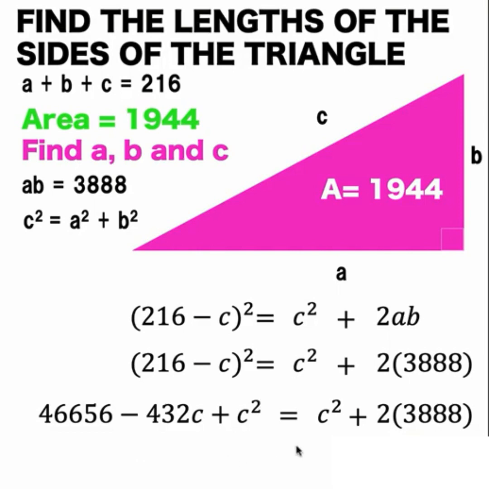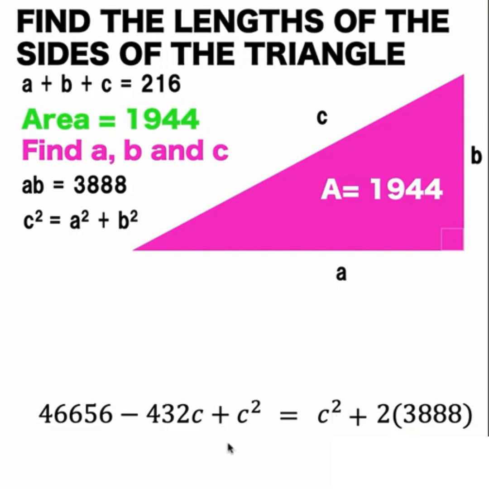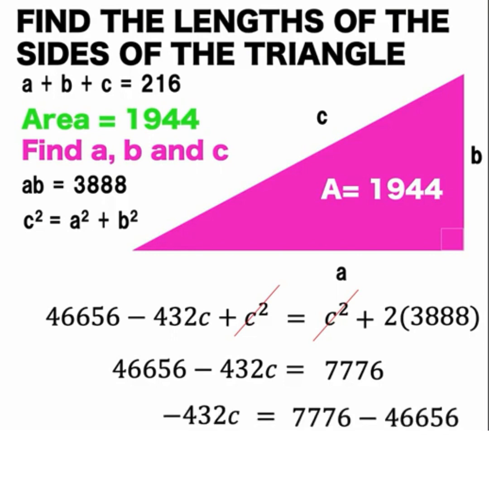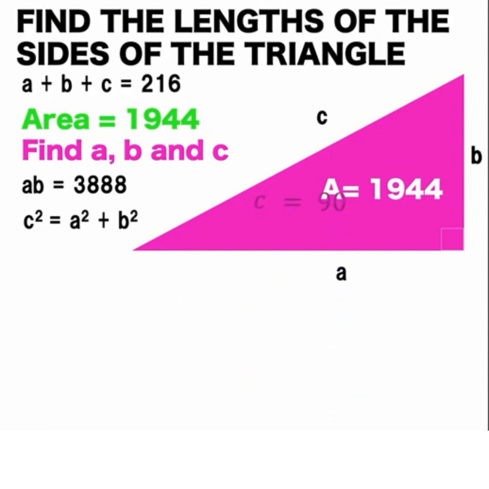Then notice that C squared and C squared are the same here, so we can subtract C squared from both sides of the equation, and we can simplify it further like this. We copy this term, copy the second term, subtract C squared from both sides, so these two are cancelled out, and multiply the right side to get 7,776. Then solving for C, we subtract 46,656 from both sides, and so we arrive at C equals 90. So the length of the hypotenuse of this pink right triangle is 90. Let's remember this value.